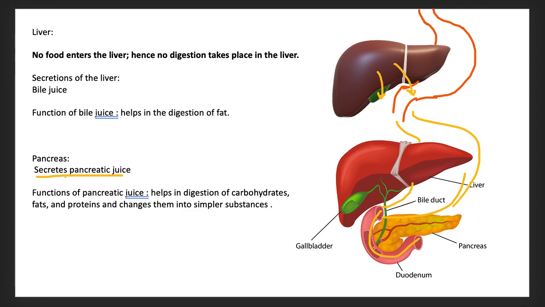So the pancreas secretes the pancreatic juice. It produces the pancreatic juice. Now how does the pancreatic juice help? It helps in the digestion of carbohydrates, fats and proteins and changes them into simpler substances.